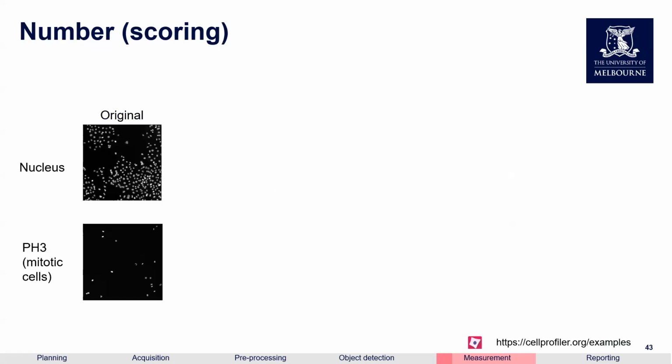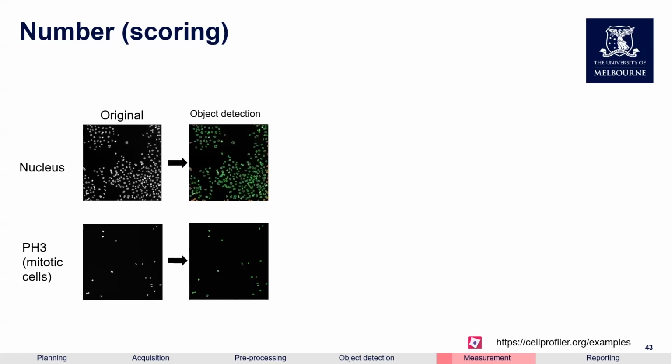Let's start with the number. I guess one of the most common workflows is counting a positive object. So in this example, we have 2 channels, one showing the nuclei on the top and one showing the phosphorylated histone H3, PH3, which is the marker for mitotic cells. And let's say we want to count the percentage of cells that are in mitosis.